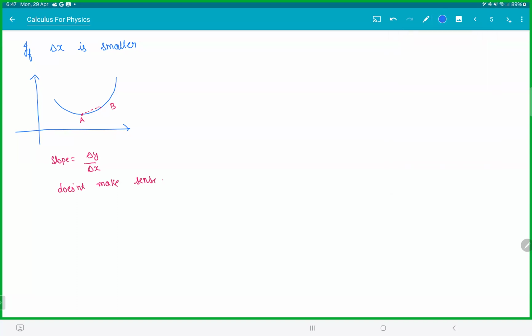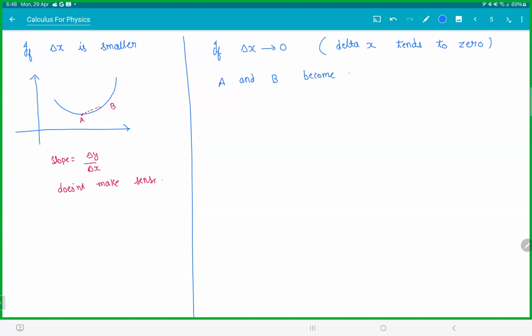But if you make delta x tending to 0. This is how we pronounce this: delta x, delta meaning change, delta x tending to 0. It means you're making the distance between A and B so small that A and B keep getting closer and closer. A and B become almost the same point. If you keep getting A and B closer and closer, they'll become the same point, and then suddenly this line AB becomes a tangent to the curve.